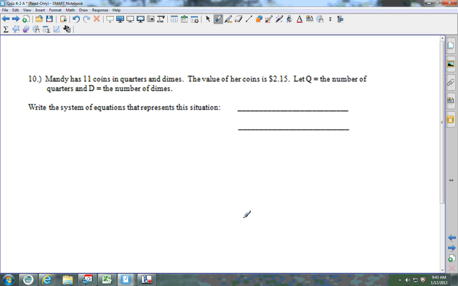The last one talks about Mandy has 11 coins in quarters and dimes. The value of her coins is $2.15. Let Q equal the number of quarters and D equal the dimes. So we're going to have Q plus D equals, how many coins does she have? She has 11. Then put the dollar amounts with it. 0.25 times the quarters plus a dime is worth 10 cents. You can either put 0.10 or 0.1 equals $2.15. That's all it wanted you to do, was to write the system.